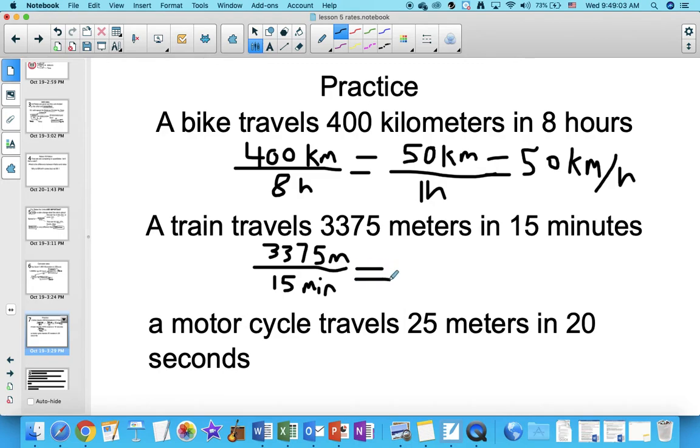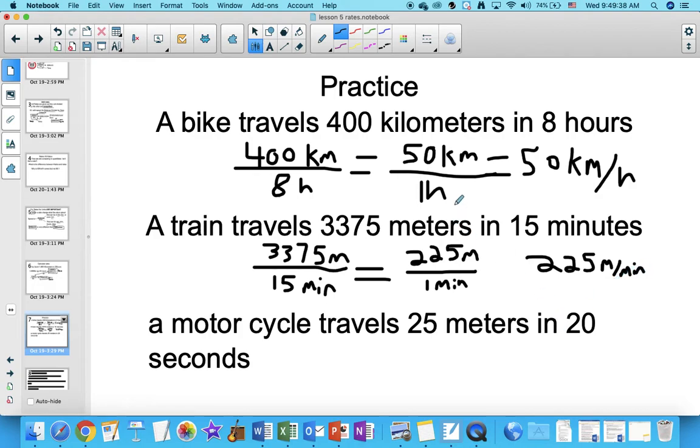So I'm going to use a bit of a calculator here. And so we go 3375 divided by 15. Okay, that gives us 225. So it's 225 meters per 1 minute. Or you could write this as 225 meters, and you dash, per minute.